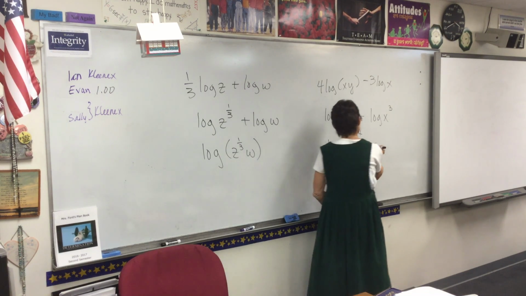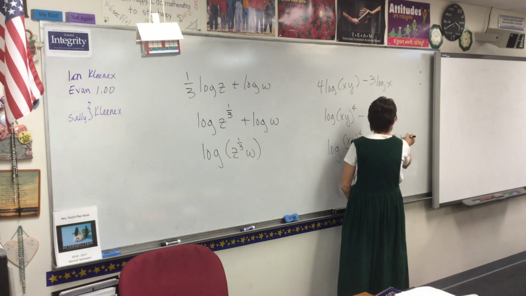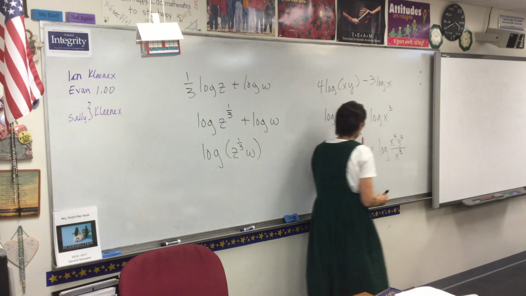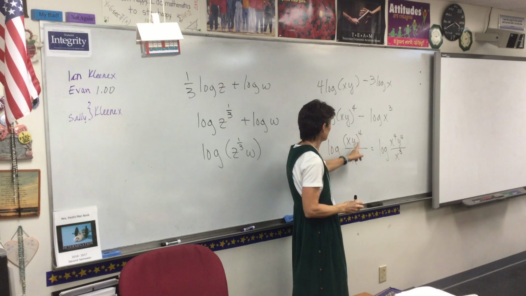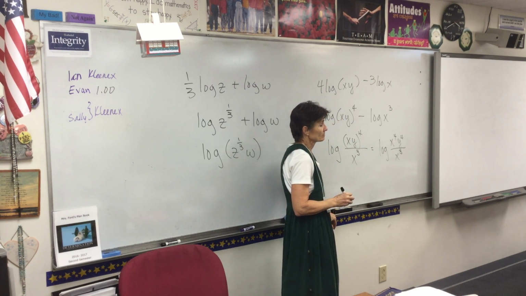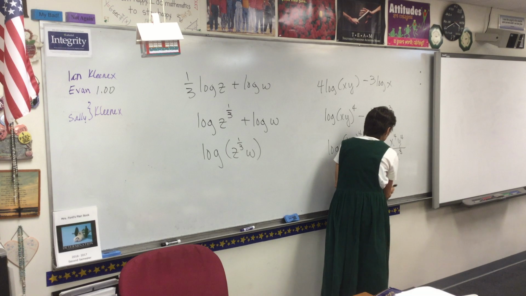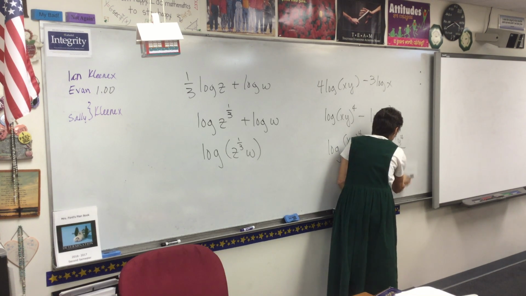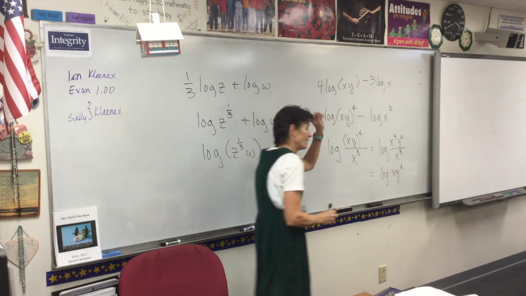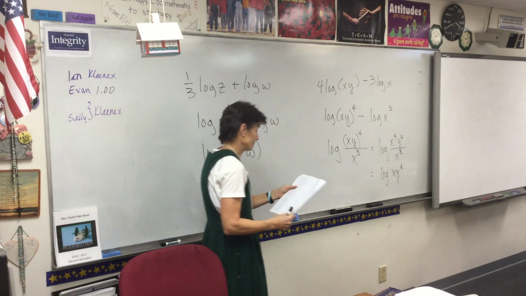So let's simplify it. This would be x to the fourth, y to the fourth over x cubed. Remember, that exponent goes with both of these. Now I can cancel. So what am I going to be left with here? x, y to the fourth. That's the final answer. Good job. Let's do a couple more.